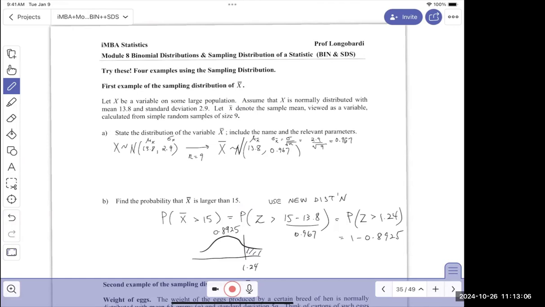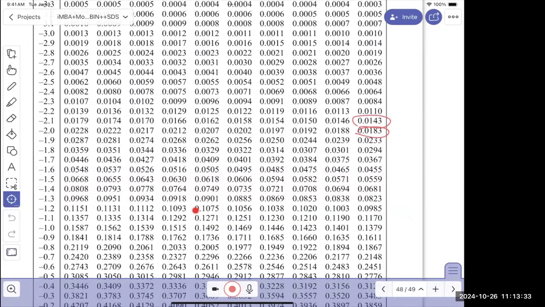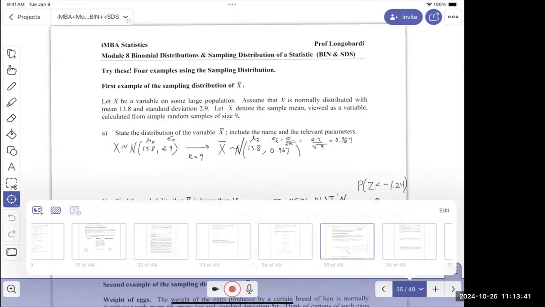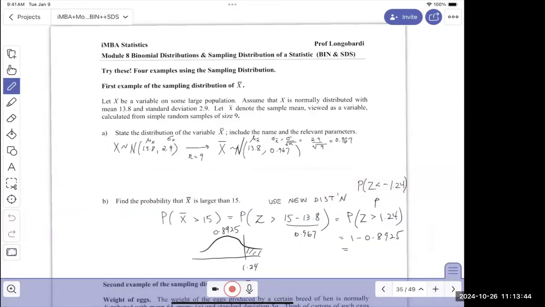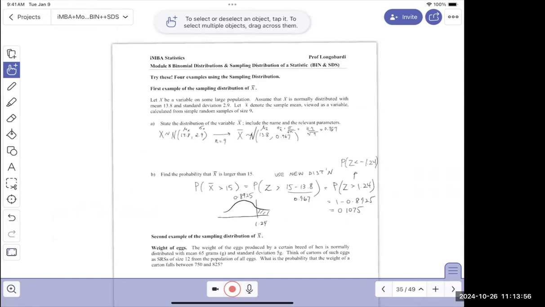Also, the other way to get the answer is, remember, you can change the sign and the direction and get the same answer if you did this. And you should be able to get the answer. Let's see, negative 1.24. $10.75, right? Okay, so the chance is 10.75%.